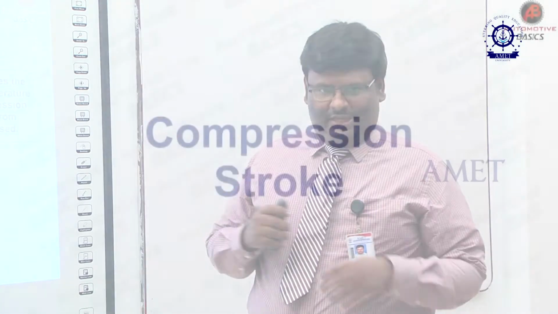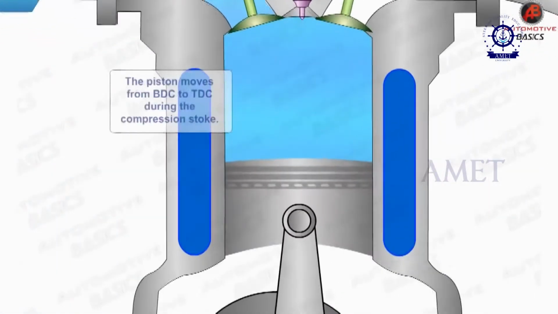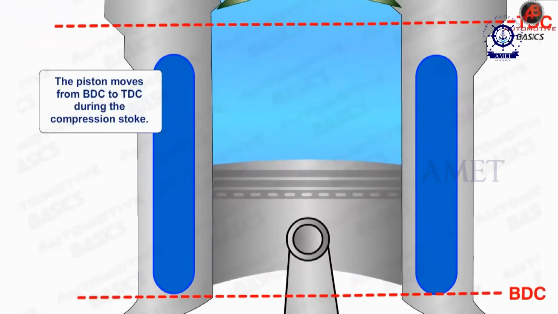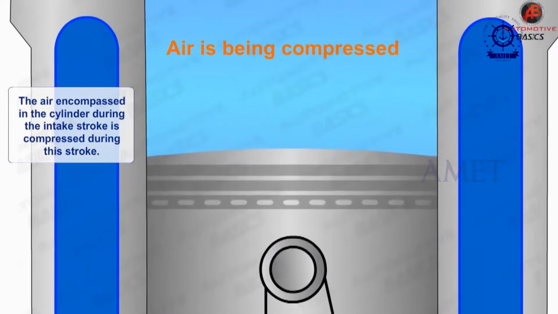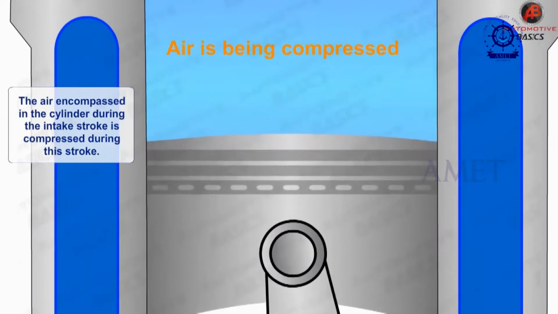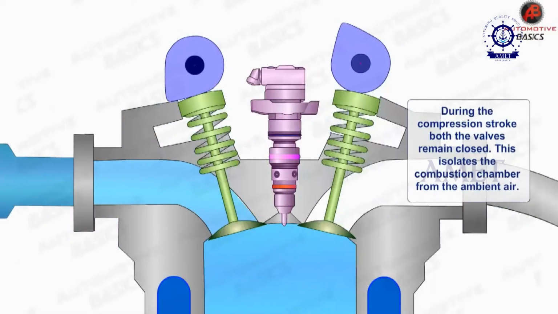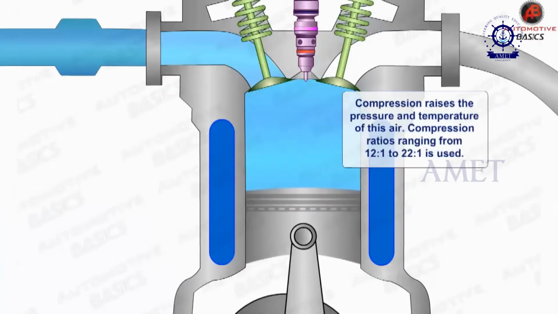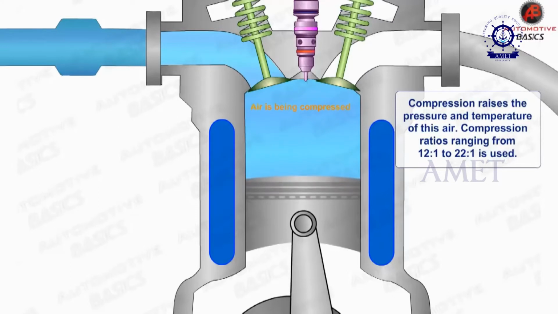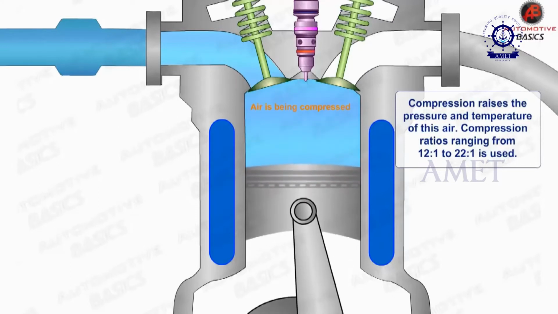So, this is the second stroke, that is the compression stroke. During the compression stroke, the piston moves from bottom dead center to top dead center. You can see here the air that is present inside the cylinder is getting compressed as the piston moves. As the piston compresses the air, the pressure of the air increases, and as the pressure increases, the temperature of the air will also increase.